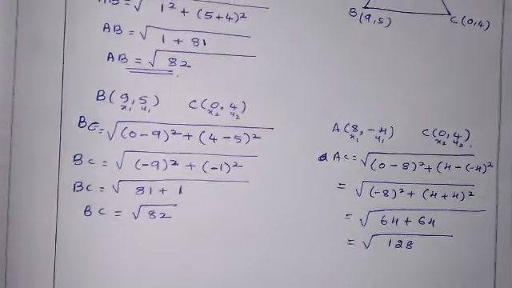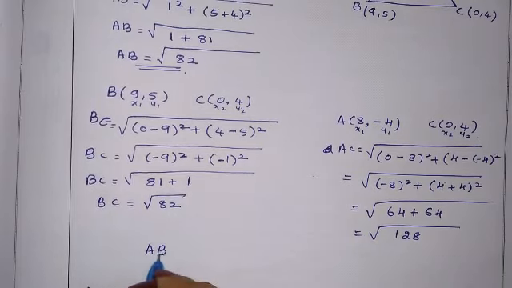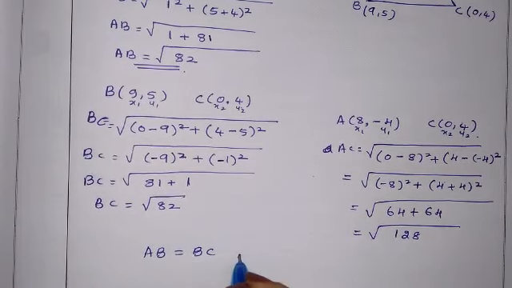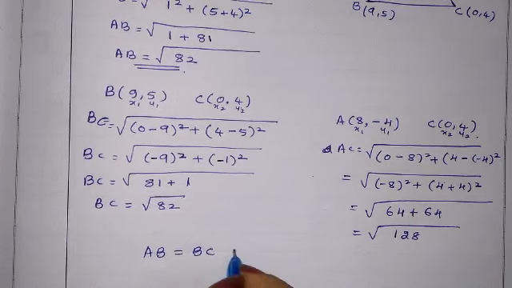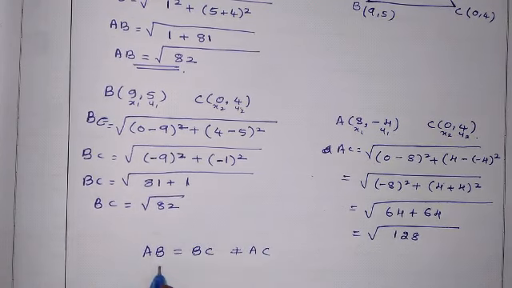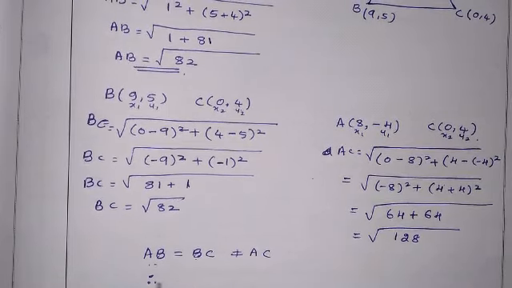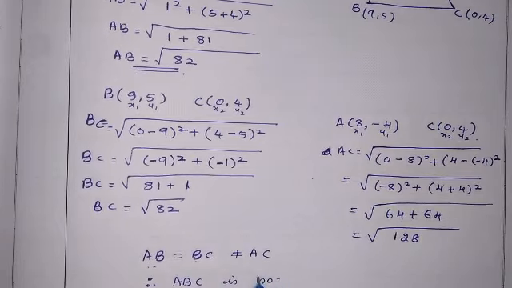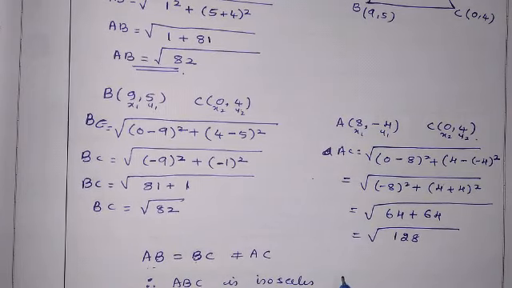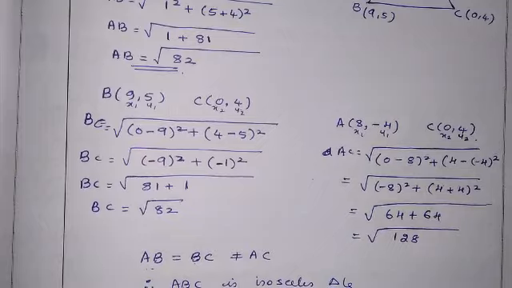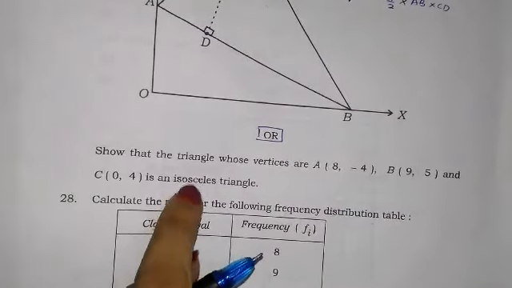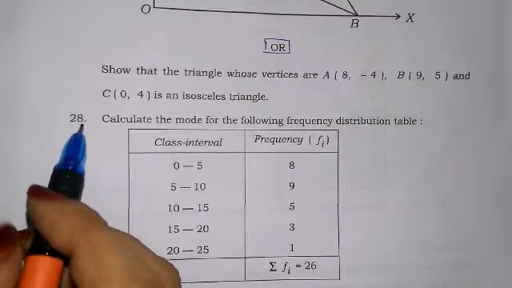We can see that here AB is equal to BC and it is not equal to AC. That means two sides are equal. Since two sides are equal, therefore ABC is an isosceles triangle. They have asked us to show that it is an isosceles triangle, so we proved that it is an isosceles triangle.